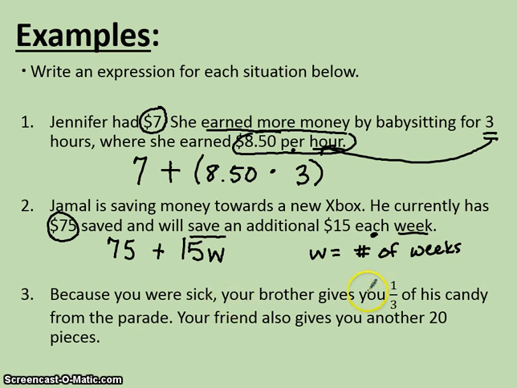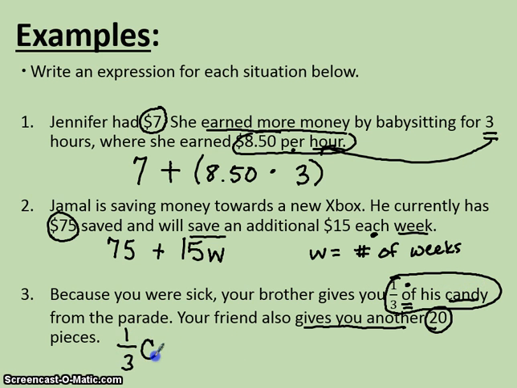Because you were sick, your brother gives you 1/3 of his candy from the parade. See how he's giving you part of? That's multiplication. So because you were sick, your brother gives you 1/3 of his candy from the parade. Your friend also gives you another 20 pieces. So your brother gives you 1/3 of means to multiply, his candy. Do we know how much candy he got? No. So we'll just put a C for the number of pieces of candy, and I made them touching, which means multiplication from the word of.